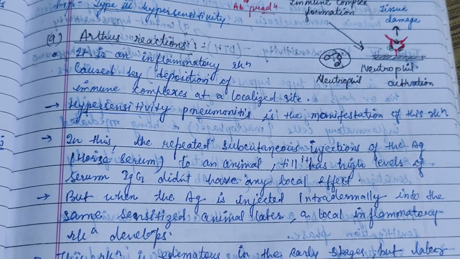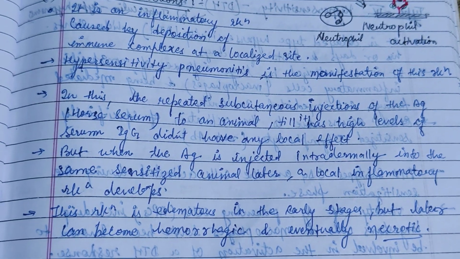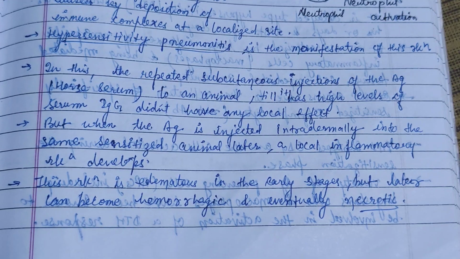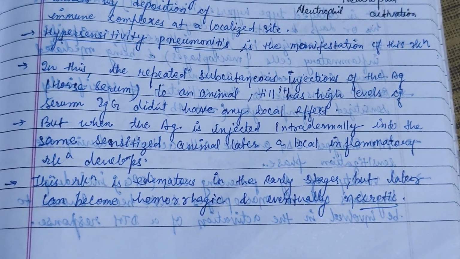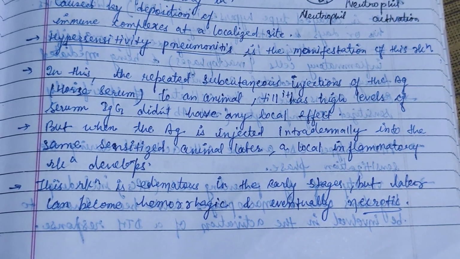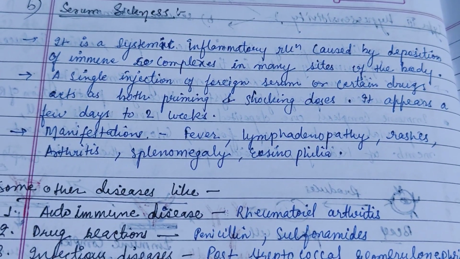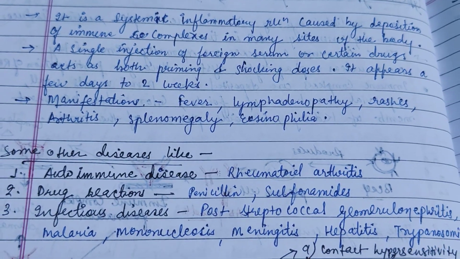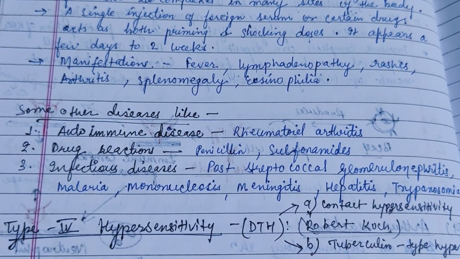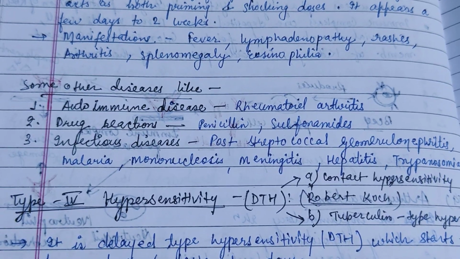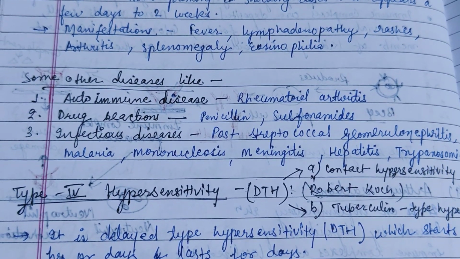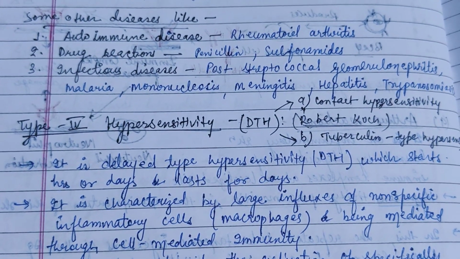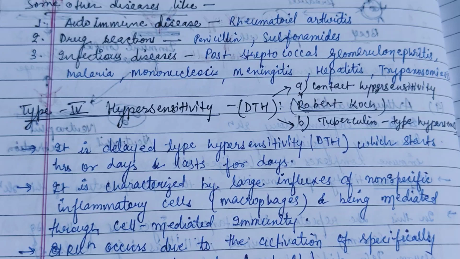The Arthus reaction is an inflammatory reaction caused by deposition of immune complexes at a localized site. This reaction is edematous in the early stages, but later can become hemorrhagic and eventually necrotic. Next one is serum sickness, which is a systemic inflammatory reaction caused by deposition of immune complexes in many sites of the body. Manifestations may be fever, lymphadenopathy, rashes, arthritis, splenomegaly, and eosinophilia. Some other causes are autoimmune disease, drug reaction, and infectious disease.